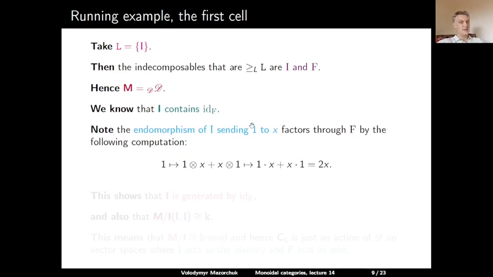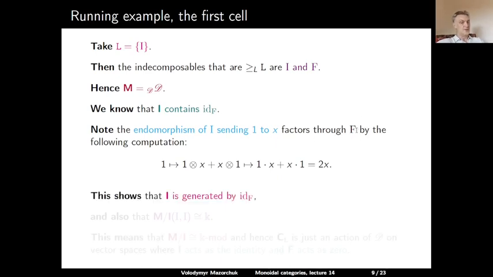And the claim is that the endomorphism of the identity, which sends 1 to x, actually factors through F. Indeed, we have the map from the identity to F, which sends 1 to 1 tensor x plus x tensor 1. And we have a map from F to the identity, which is the multiplication map, which sends 1 tensor 1 to 1. Under the multiplication map, the element 1 tensor x plus x tensor 1 is sent to 1 times x plus x times 1, which is 2x. So the map which sends 1 to 2x factors through F. We can divide by 2, so we get that the endomorphism sending 1 to x factors through F.